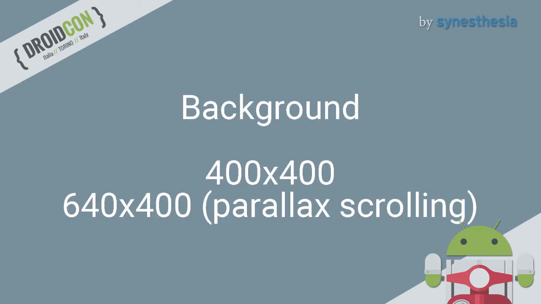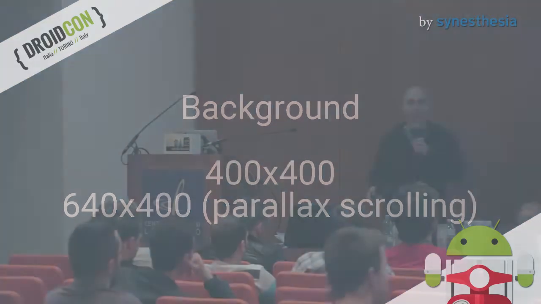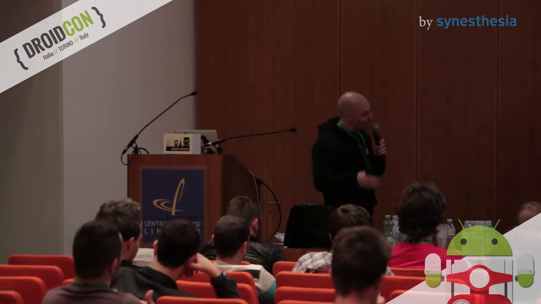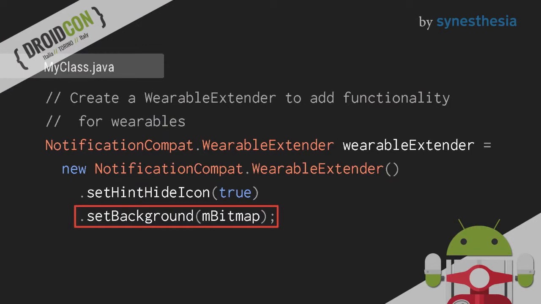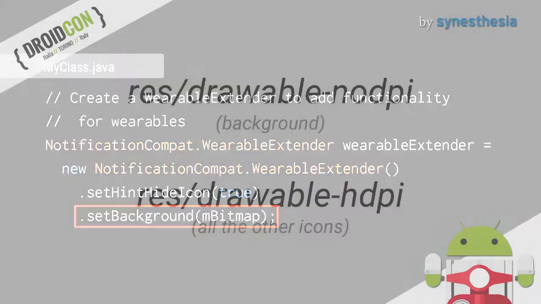For the background, you can use this format, this size of image, 400 by 400, and the framework also offers you parallax scrolling on the background, so you can have this nice effect basically at no cost if you use this size for the image, 640 by 400. When you create the notification, instead of setting the large icon that you generally use for the background, you use the set background method of the wearable extender. You can even set the large icon, but to obtain the scrolling effect, you have to use this method and this image size. And the system will do everything for you. So, very cool, very simple, very straightforward, and very nice looking.